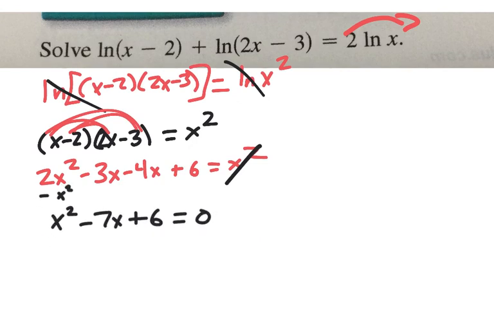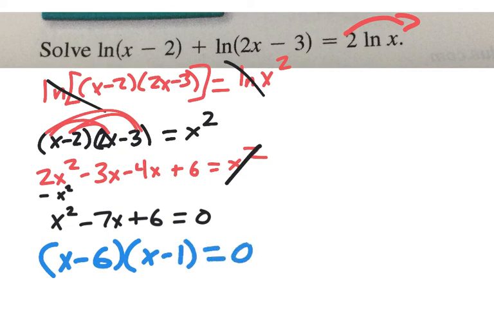So to solve the quadratic, I can either use the quadratic formula or factor. This one's easy enough to factor. It's going to be x minus 6 times x minus 1 equals 0. And then solving them, I find x equals 6 and x equals 1. So this time I have 2 possible solutions. Do I know that both of these work? Not yet. I need to plug them in to make sure it does not make the argument negative.